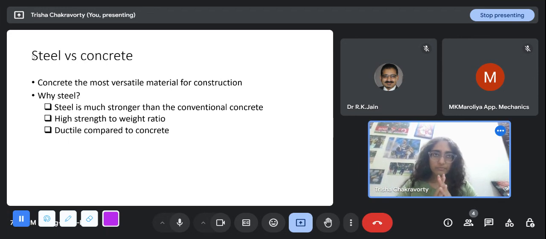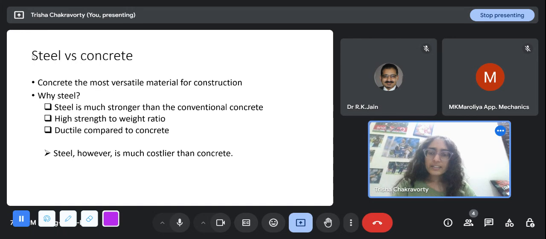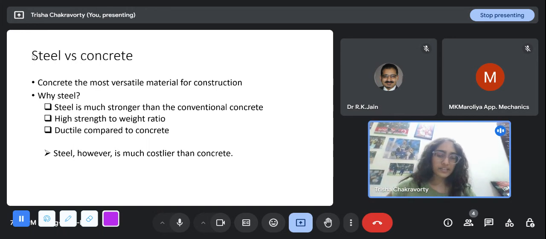And although we design the structures to not fail at all, under extreme loading conditions like an extreme earthquake, structures may collapse. And if it does collapse, we would prefer to save as many lives as we can. So, ductility is very important. And steel, as I said, is however much costlier than concrete. So still we see more concrete structures around us than steel ones.